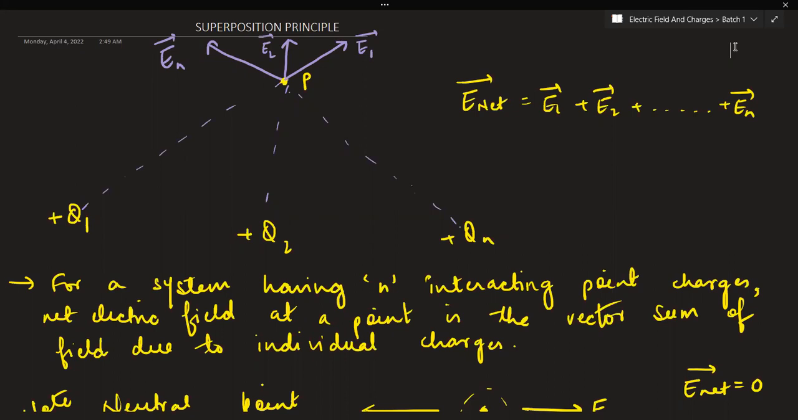Angles are given, 120 degree, 60 degree. Usually a triangle is there like this. So the superposition principle is directly based on this.